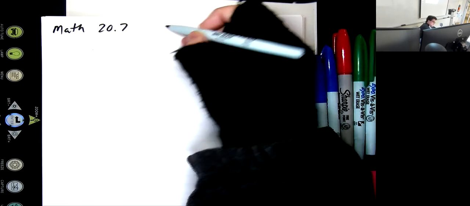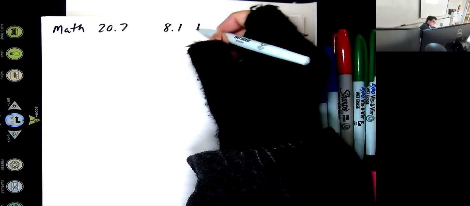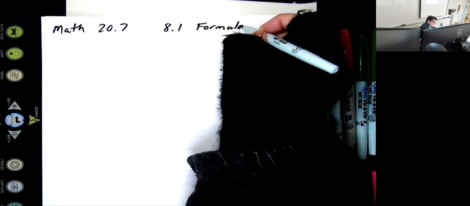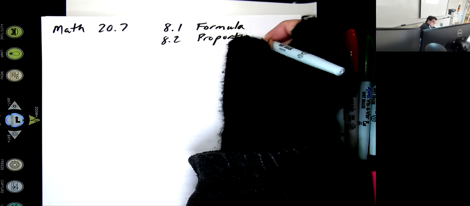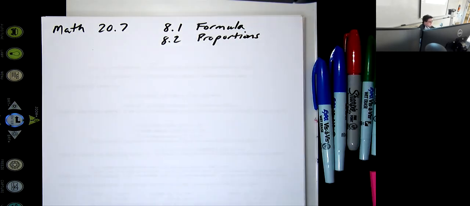Chapter 8 is not too bad. We're doing sections 8.1, which is on formulas, and 8.2, which is on proportions. And I realized that the homework due dates were askew, and so I fixed them all.